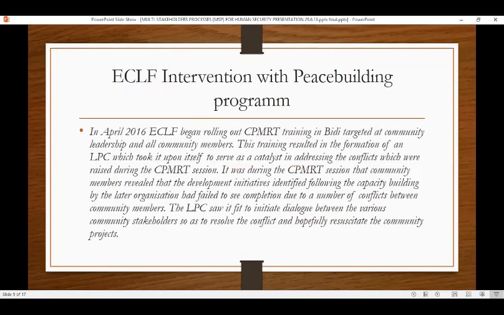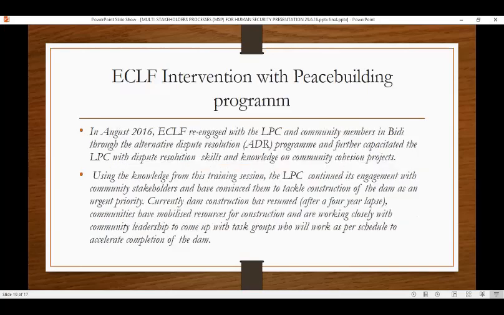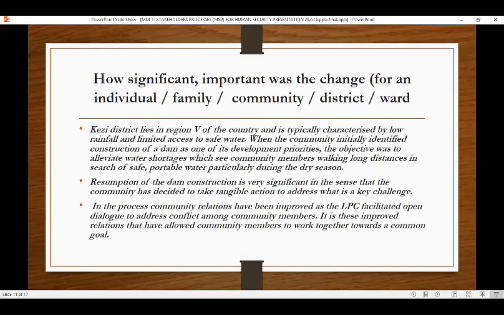And the local peace committees saw it then fit now to initiate a dialogue between the various community stakeholders so as to resolve the conflict and hopefully resuscitate the community projects. So they then started now with their community projects, and then they continued. And I want to mention one thing here, how significant or important was the change for an individual. We are talking of human security here, personal security, we are talking of the community security.